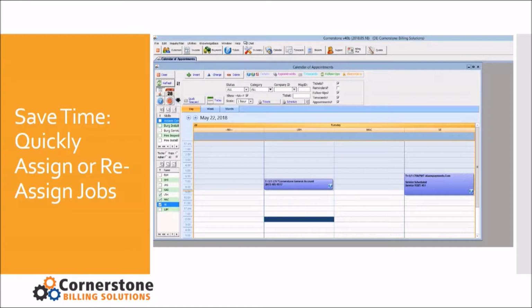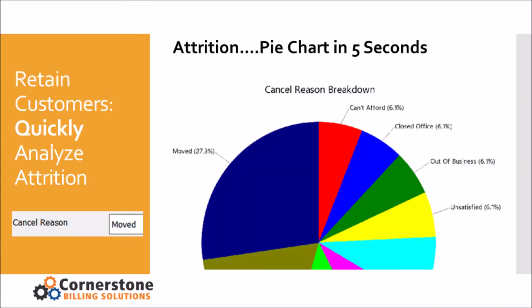They say if you don't measure it, you can't manage it. And one of the key management metrics in security is attrition, cancellations. So in our software, when somebody cancels or closes an account, they get a prompt, and that prompt says, would you like to enter a cancel reason? Right there. In most cases, they do, because it takes 5 seconds to enter that.